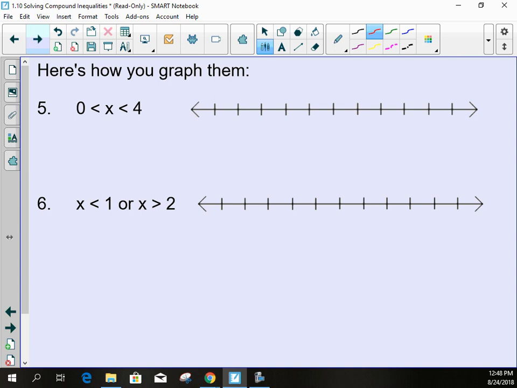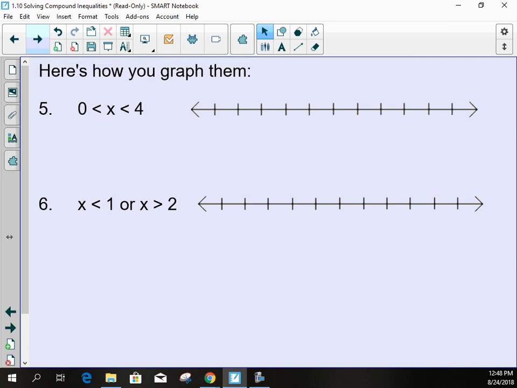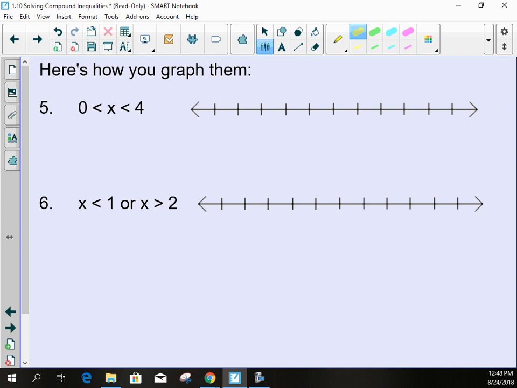Okay, here's how you graph them. This right here, number 5, do you see an and in number 5? Sorry, I said that backwards. Do you see an or in number 5? No, that means it's an and. See right down here, we have the or. If you see the or, it is an or. If you don't see anything, it's an and. So number 5 is an and. It's both. What are my numbers?